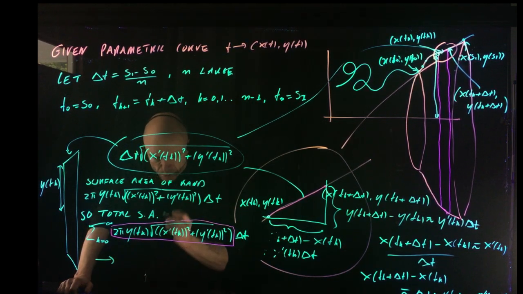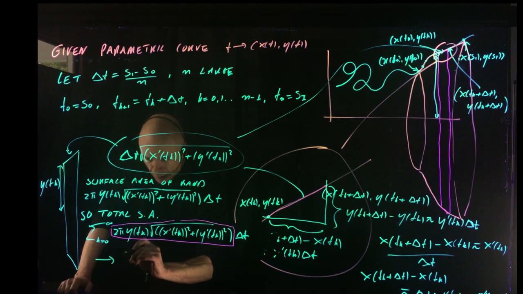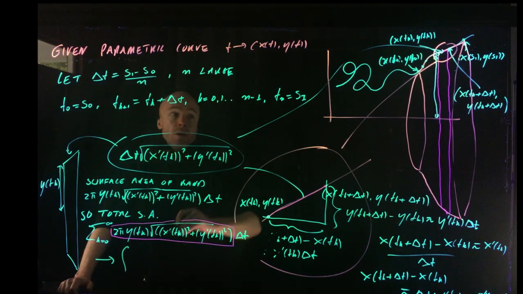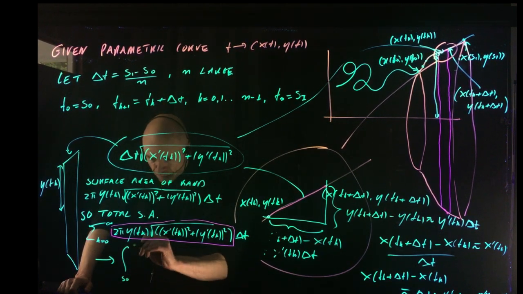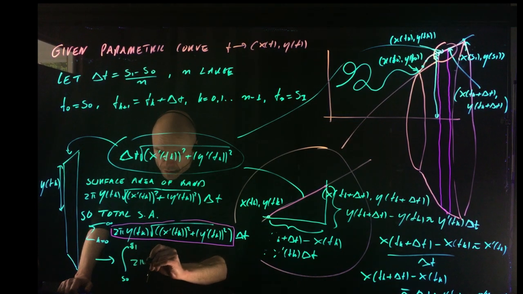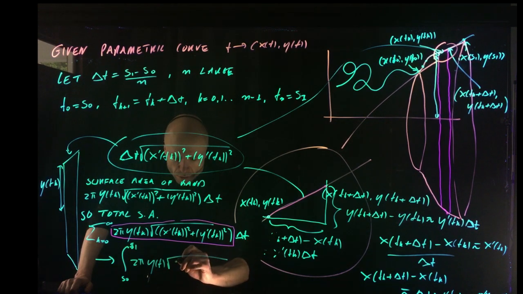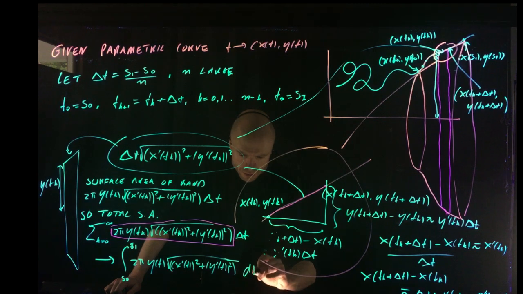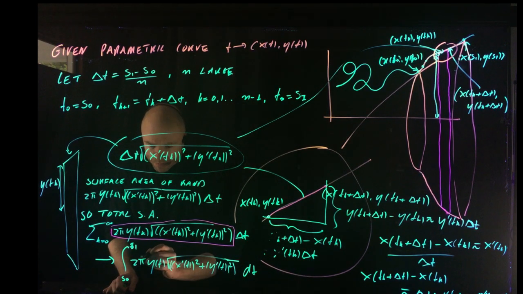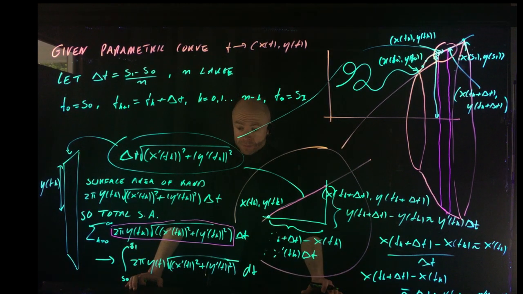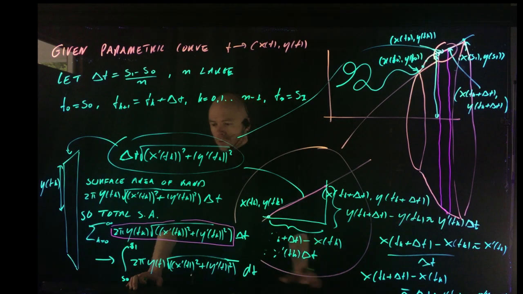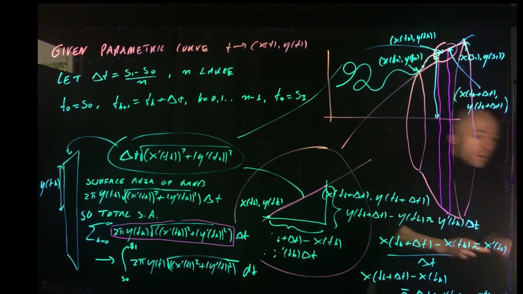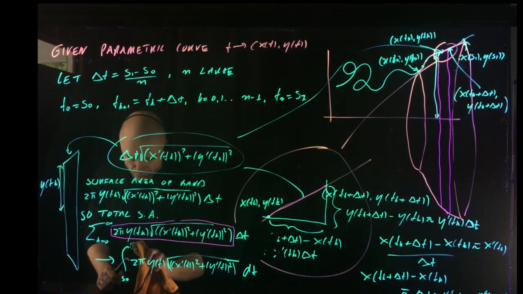right? So what should be hopefully clear to you is that as n goes to infinity, just because it's a Riemann sum, this thing is going to tend to the integral over the time period from s0 to s1 of all of these pieces, 2 pi y of t, square root of x prime of t squared plus y prime of t squared, dt. Cool. All right, so this thing is indeed the exact formula for the surface area when we rotate a piece of the parametric curve.